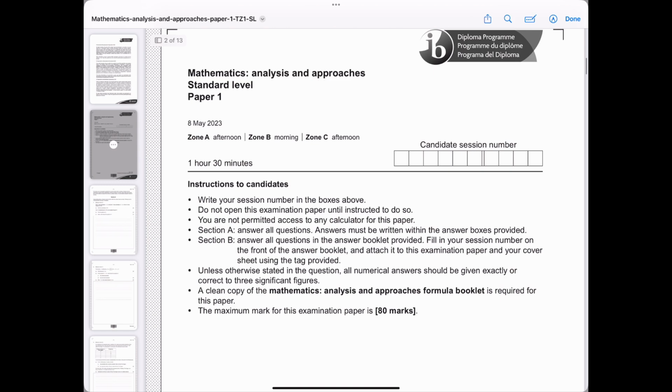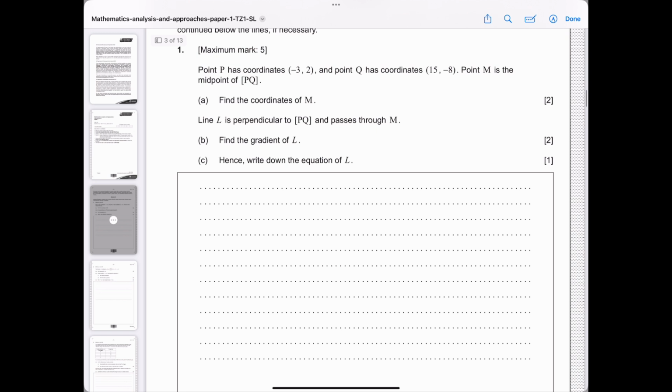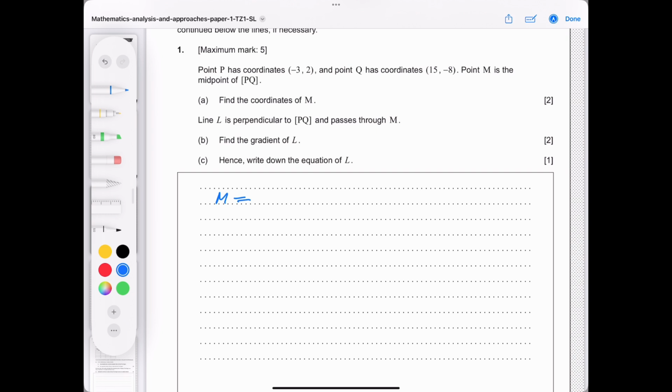Paper from Standard Level AA from May 2023. Find the coordinates of M. We've got a point (-3, 2) and a point (15, -8). So point M is going to equal (-3 plus 15) over 2, and (2 minus 8) over 2. Essentially you're finding the averages of where the points are, which gives you the halfway point. So that's 12 over 2, which is 6, and 2 minus 8 is -6, over 2 is -3.